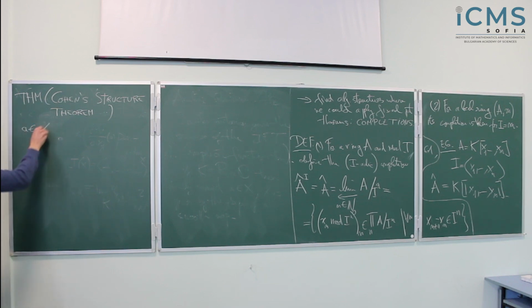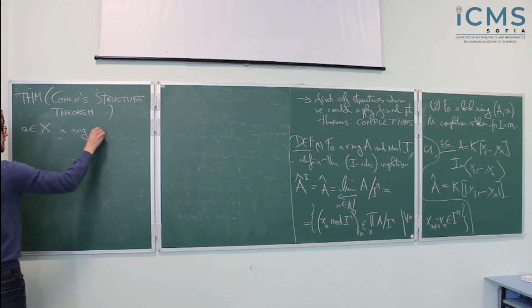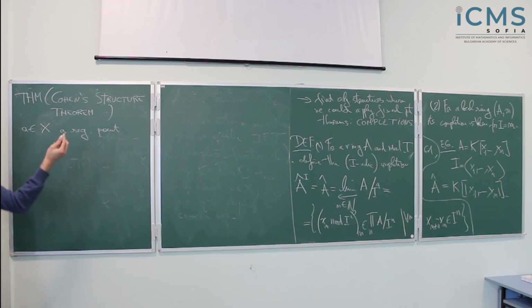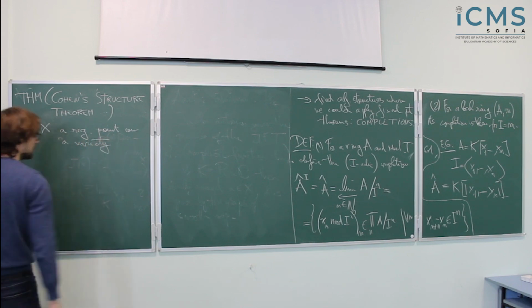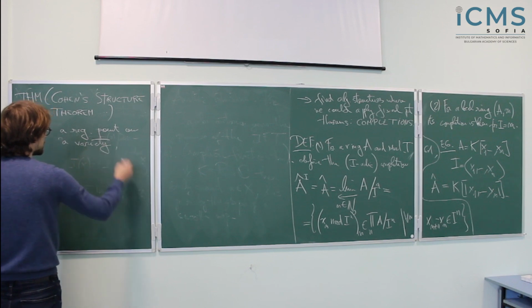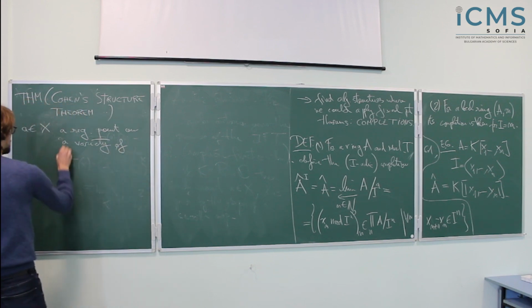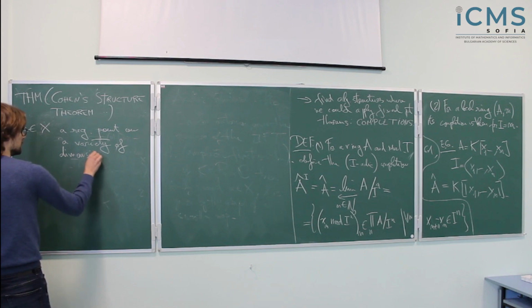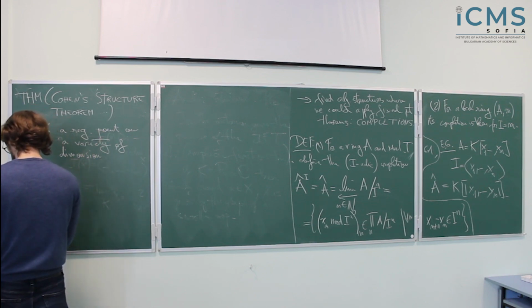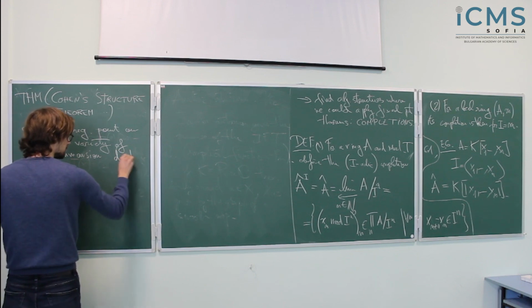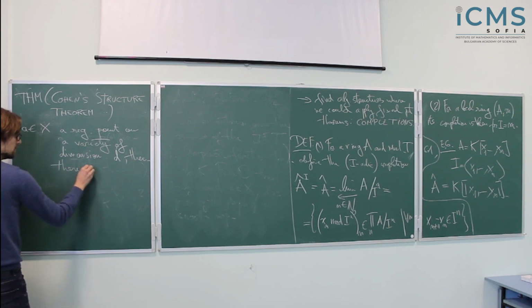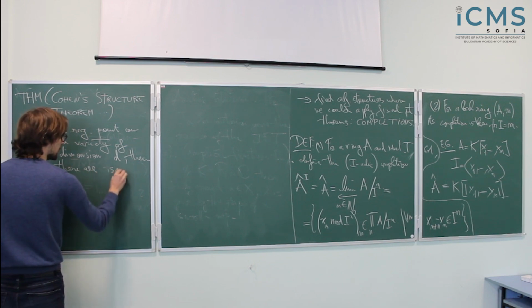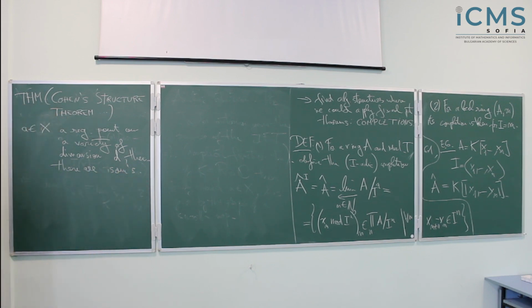If I have a regular point on a variety, let's say of dimension d, then let's say there are isomorphisms. So how do we build this?